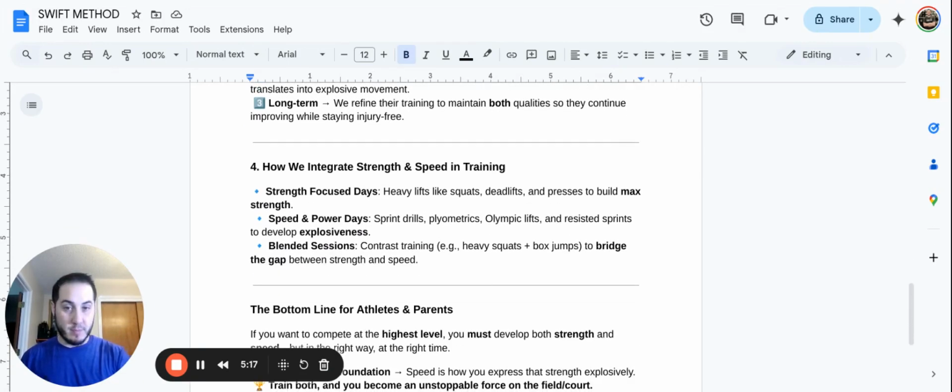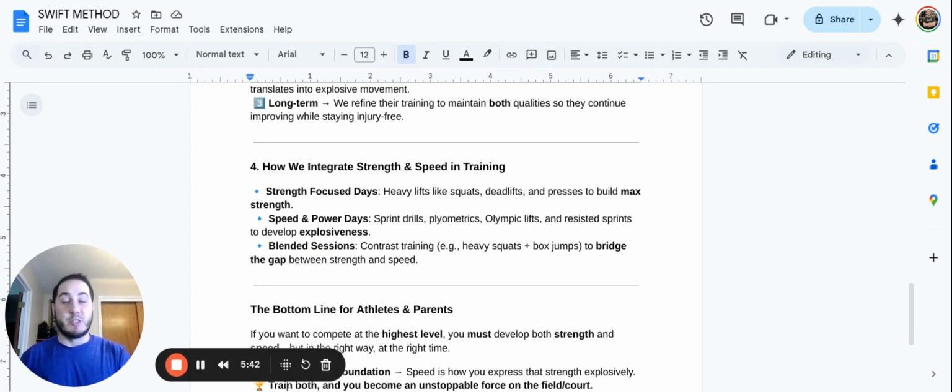Okay. How do we integrate strength and speed in our training? Strength focused days is one way. You have heavy lifts like squats, deadlifts, presses to build up max strength. You've got speed and power days. Sprint drills, plyometrics, Olympic lifts, for example, are very traditional. Resistance sprints with bands and cords to develop explosiveness.